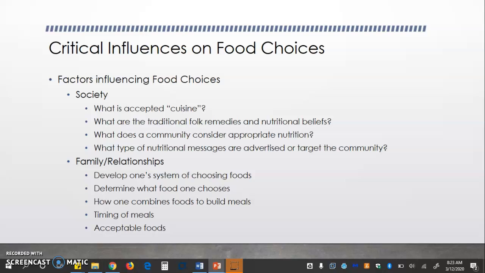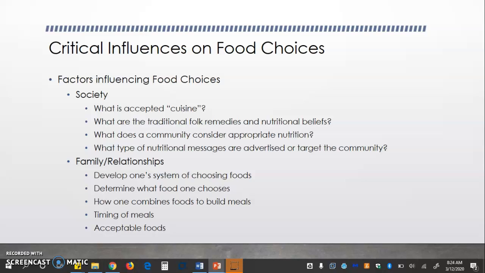Some communities of the world just believe you can eat whatever it is, as long as you can consume food, that's what's important, where others have a much deeper understanding of the types of foods that they can eat. And then we want to ask ourselves, what's the nutritional messaging that's advertised or targeted in the community? What you can notice in our community, a lot of what is targeted is fast food restaurants, or just any sort of restaurant, convenience foods, processed foods. Many of our children's commercials are sugary cereals or snack foods rather than nutritional messaging towards healthy, well-balanced eating.